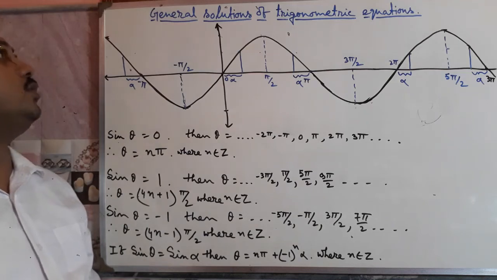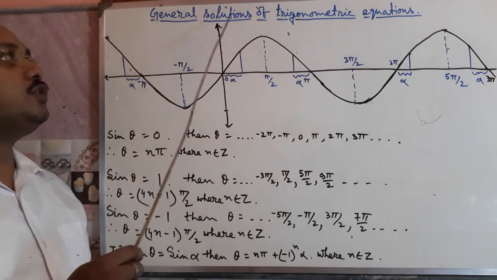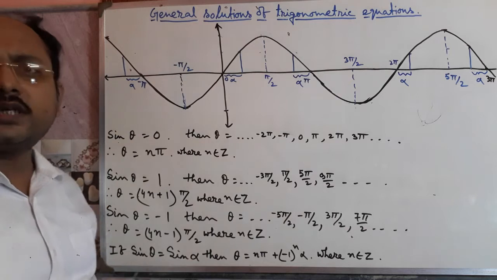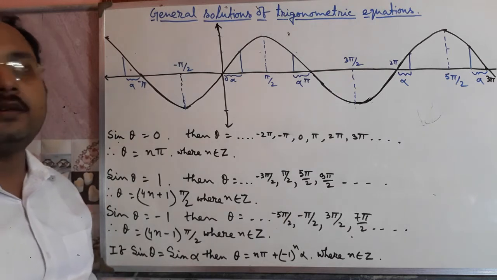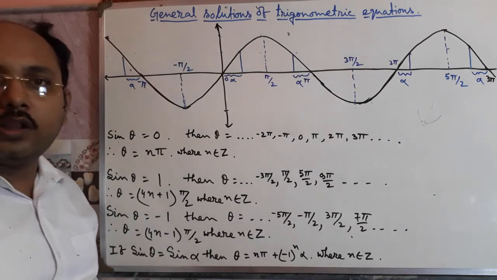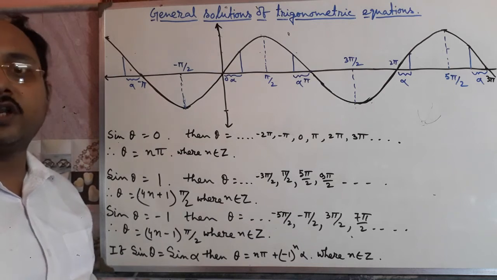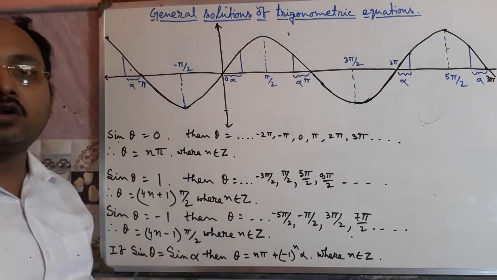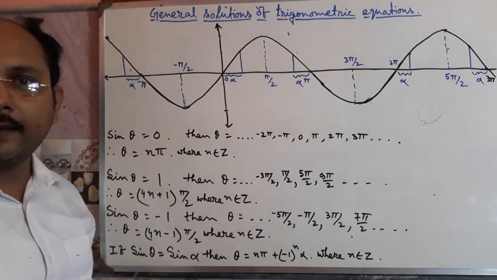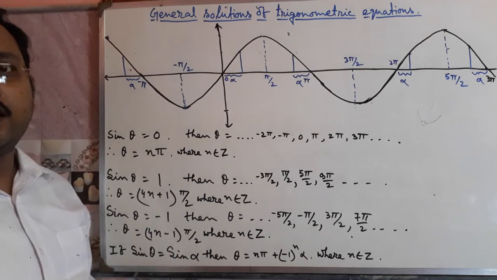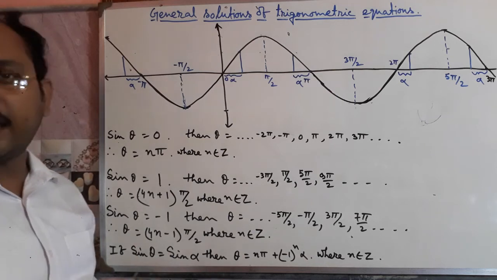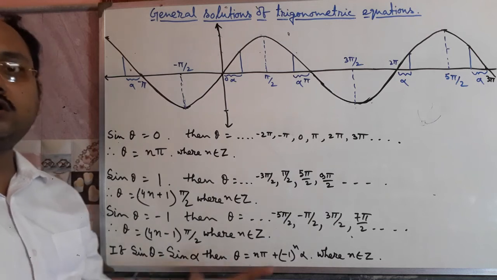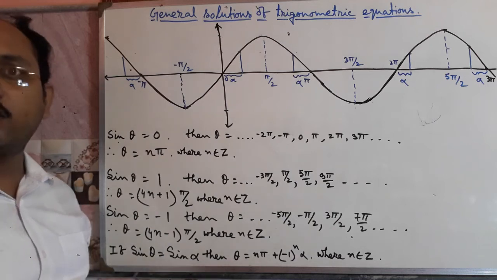Today in this video we shall learn the general solutions of trigonometric equations. Why are general solutions required for trigonometric equations? As we know, all the trigonometric functions are periodic functions. That means a particular value will not occur for only one particular angle. It will occur for an infinite number of angles, so we have to get all those angles in general form.